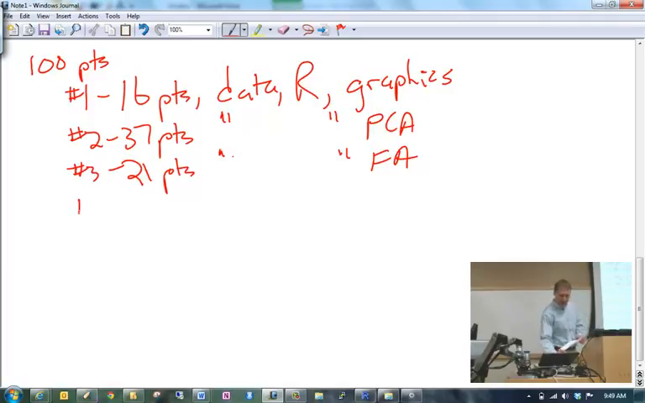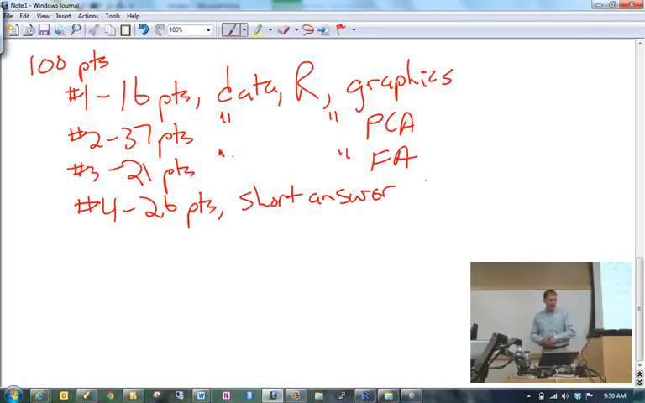And number 4, I'm going to change things up a little bit, and we're going to have 26 points. And these are short answer questions. There are 3 of them, and they're not necessarily connected in any way. So similar to the short answer that you saw in the last test. And then lastly, number 5, there is going to be a 3-point extra credit problem. Okay, so that's the general layout for the exam.